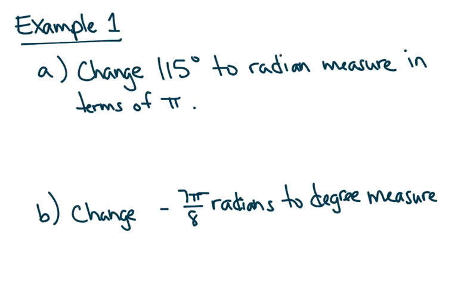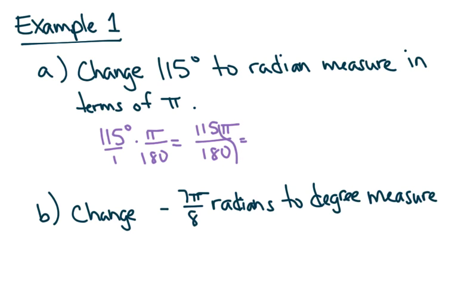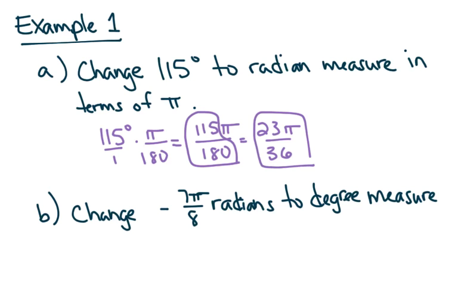Since I said that 1 degree is pi over 180 radians, you can take 115 degrees and multiply it by pi over 180. When you do that, because this is over 1, you get 115 pi over 180. And then in your calculator, you're going to take this part of the fraction, the 115 over 180, and you're going to reduce it. The way you reduce is that you type in 115 over 180, math, enter, enter. And it's going to reduce to 23 over 36. So it's 23 pi over 36. And this is called the exact radian measure.